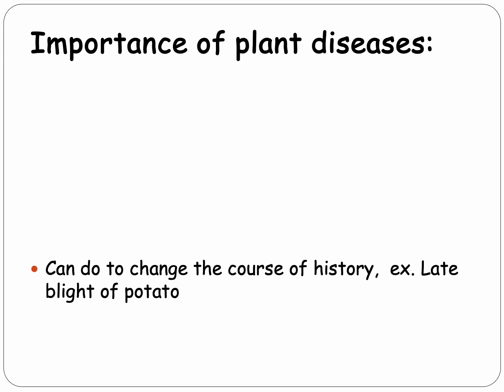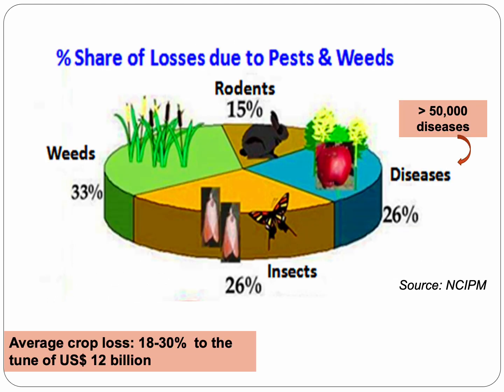losses. A particular plant disease can change the course of history, and the example of the late blight of potato has already been discussed. So we have to understand the share of the loss due to pests and weeds. Pests include diseases as well as insect pests. Out of all these factors, the loss due to disease is about 18 to 30%, to the tune of around 12 billion US dollars.